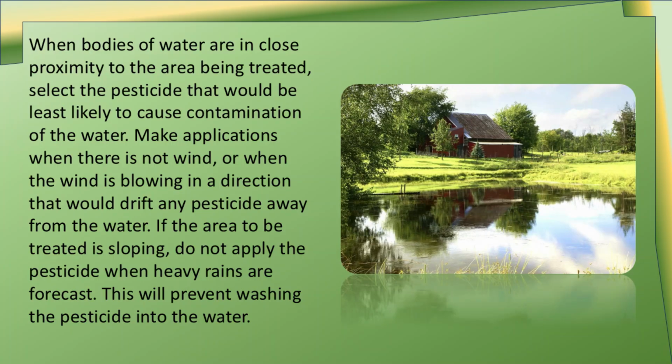When bodies of water are in close proximity to the area being treated, select the pesticide that would be least likely to cause contamination of the water. Make applications when there is no wind or when the wind is blowing in a direction that would drift any pesticide away from the water. If the area to be treated is sloping, do not apply the pesticide when heavy rains are forecast. This will prevent washing the pesticide into the water.